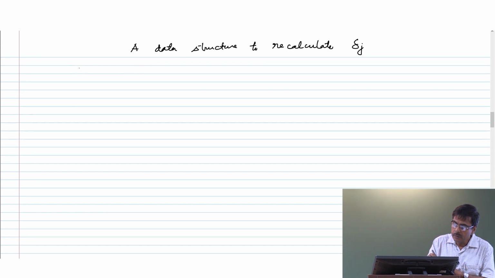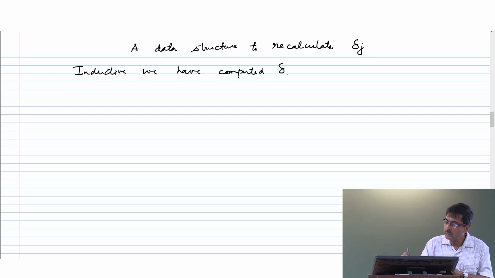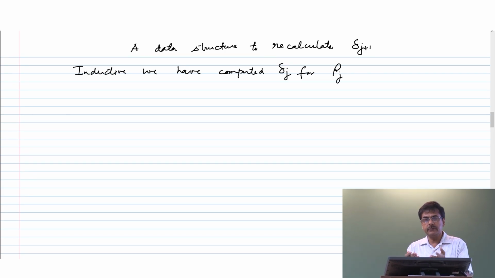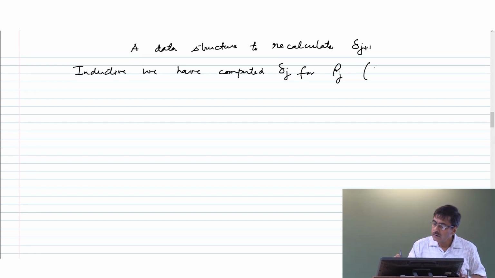So, inductively, we have computed delta j. So, let us go to delta j plus 1. So, let me do the following for basically the set Pj, the first j points, and this Pj is basically defined by that random permutation. The first, so let me put in bracket, the first j random points.